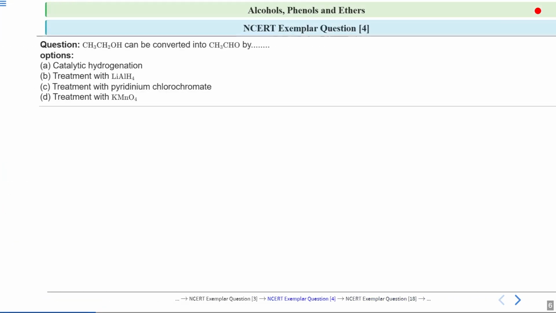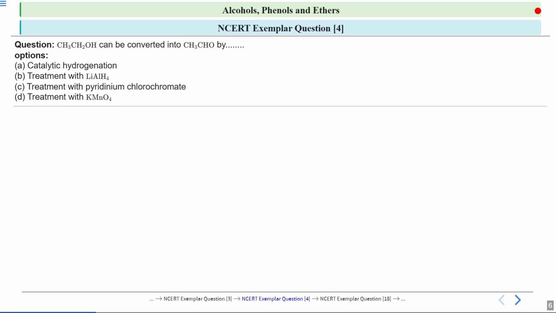Okay, let's move on to the next question. The next question is asking about an alcohol which is given to you. You have to convert this alcohol into an aldehyde. 4 options are given. You have to choose the correct option. I'm giving you some time to think and then we will discuss.